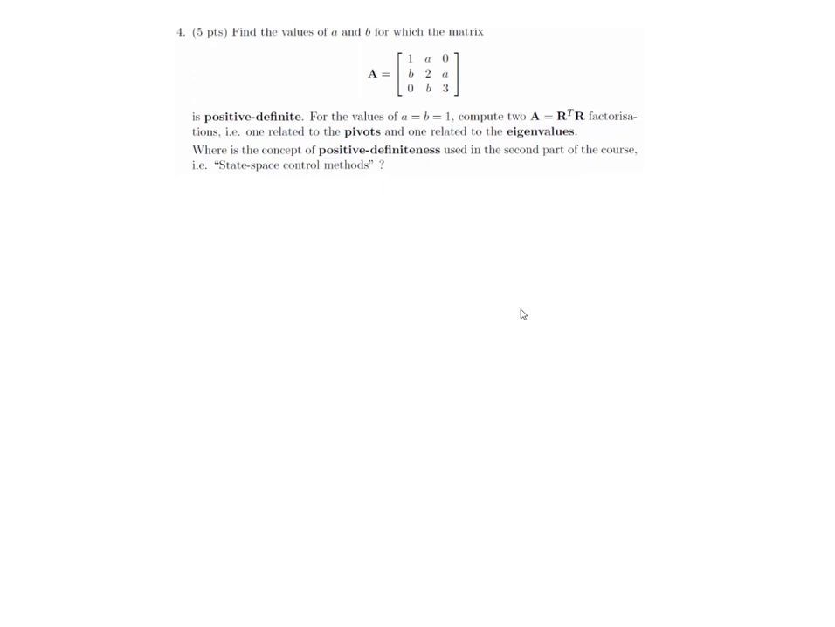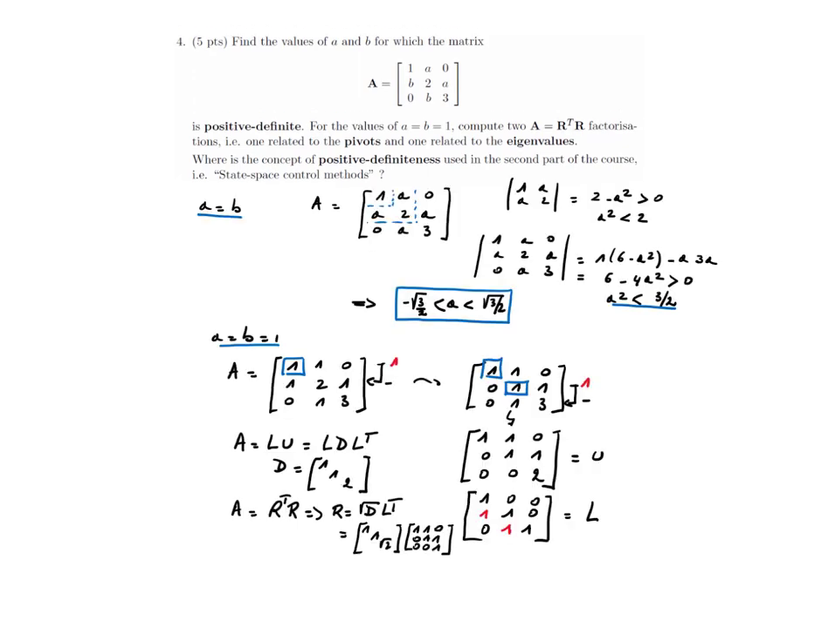There's also a question about the use of the concept of positive definiteness in the second part of the course, so state space control methods, and of course, well, this concept comes into play when you talk about LQR control. As usual, try to do this by yourself first. Well, a first condition for this matrix to be positive definite is, of course, that it is symmetric. So this imposes A is equal to B.